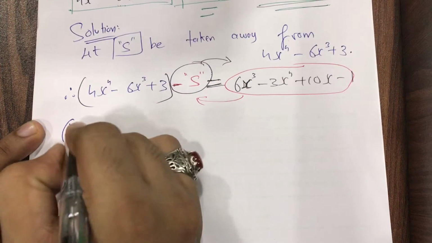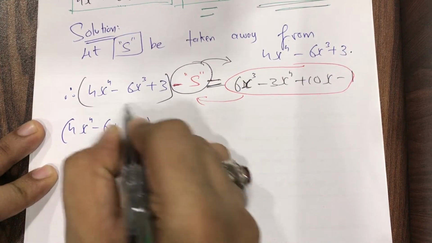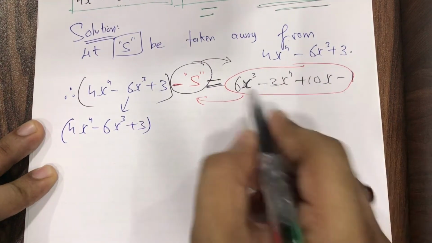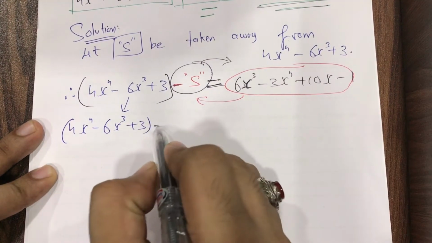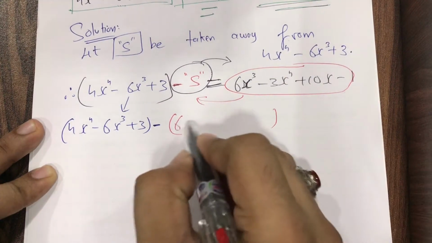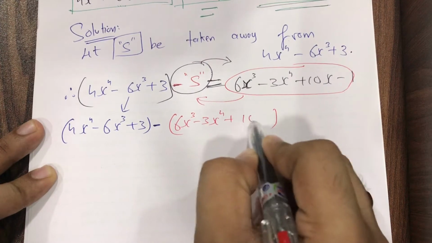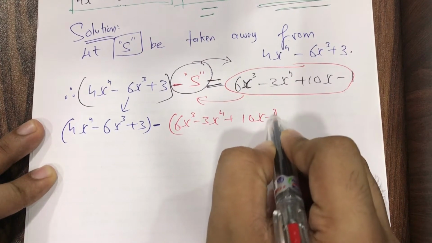Okay, let's see. 4x raised to 4 minus 6x cube plus 3, as it is, I copied here. Now this entire right side comes here. So minus 6x cube minus 3x raised to 4 plus 10x minus 1.